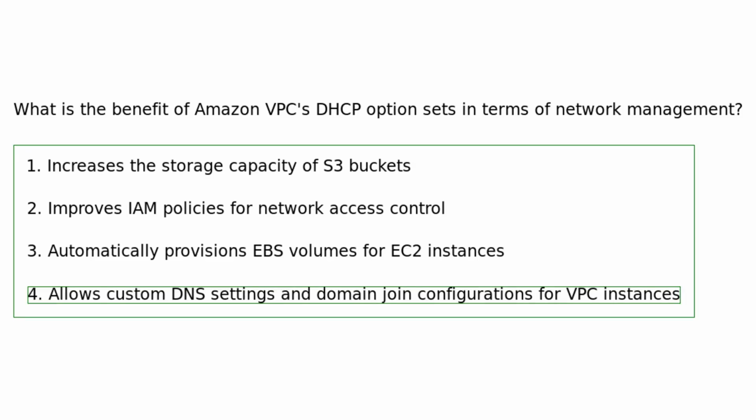Amazon VPC's DHCP option sets provide the ability to configure custom domain name system settings, define domain join configurations, and select NTP servers for VPC instances, allowing customization of network settings and improving network management capabilities.